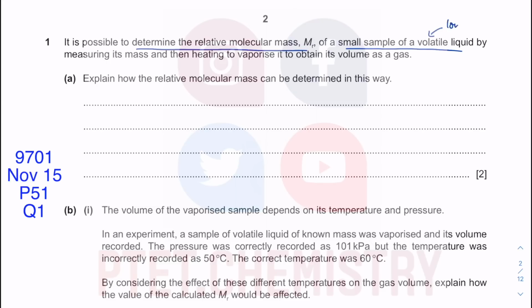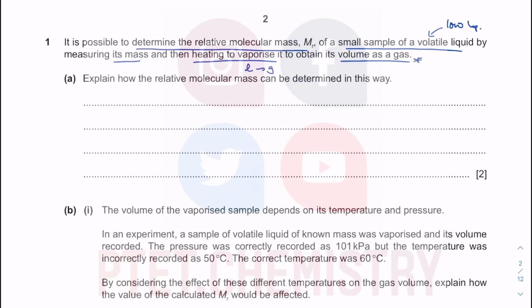Volatile means a low boiling point, so it boils easily, by measuring its mass, so the mass of the volatile liquid, and then you heat it to vaporize it, so liquid to gas, in order to obtain the volume as a gas. So you want the volume of the gas, but you want the mass of the liquid. So this is the mass of the liquid, and this is the volume of the gas. It's very important to think about not just volume, not just mass, but you have to specify what is what, because it's important that way.